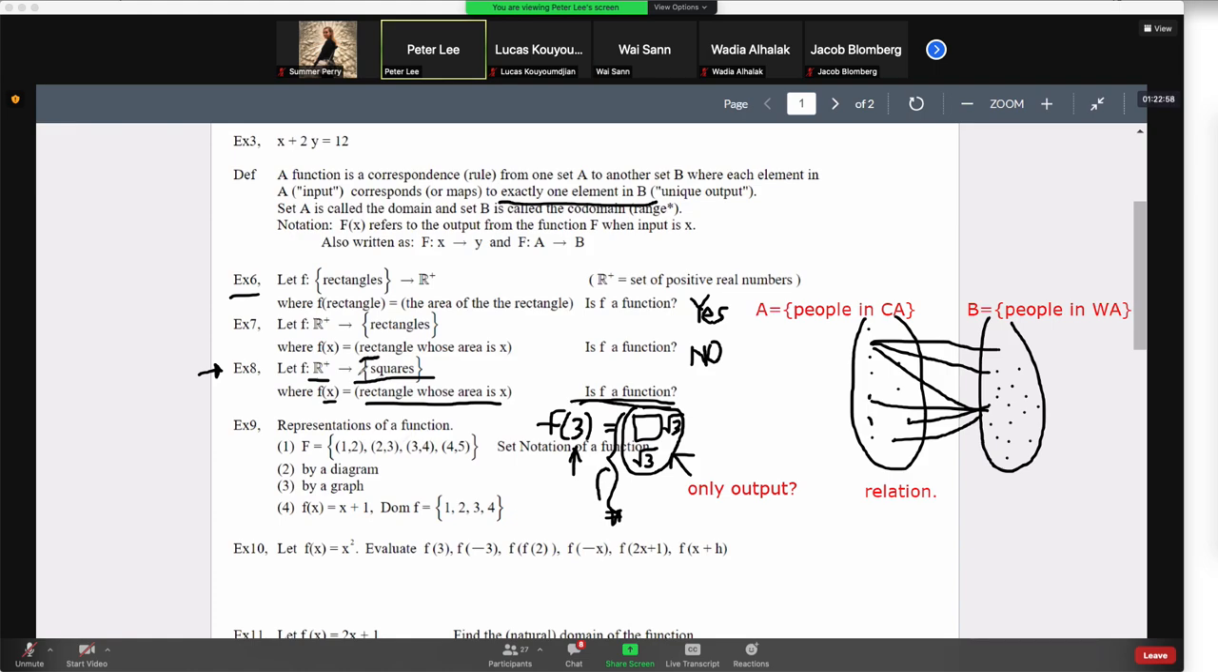Because in this case, the range is the set of squares. We don't consider rectangles, we only consider squares. So is there another square whose area is 3, or is it the only square whose area is 3? The question is how many outputs. Do you have only one output for every input, or can you have many outputs for some inputs? In this case, no matter what this number is, there's only one square whose area is that number. So the answer is yes. It is a function. There is only one square which has that area.